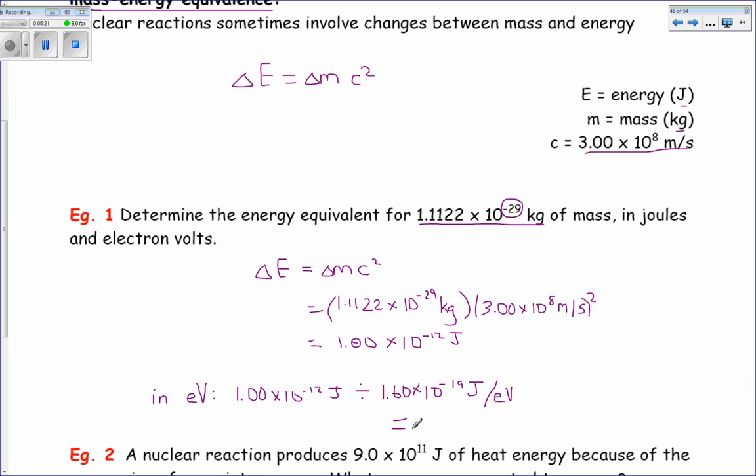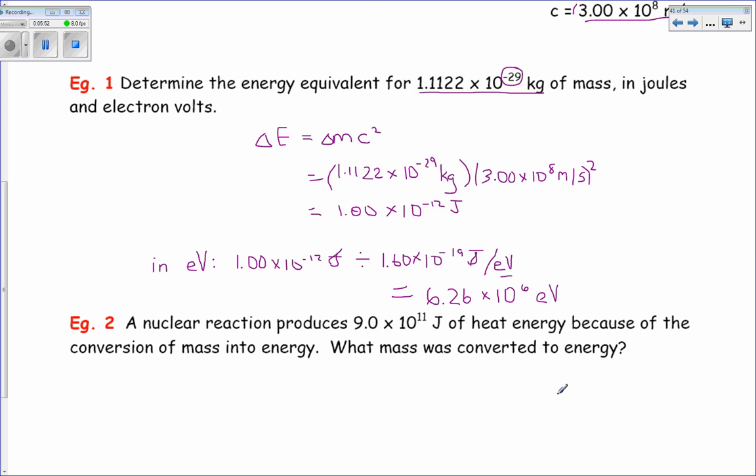And so then the joules cancel as units, and you're left with electron volts as your unit. This should give you 6.26 times 10 to the 6 electron volts. I am doing 3 sig digs because my speed of light has 3 significant digits in it. Even though my mass had 5 sig digs, the speed of light as a constant is 3 significant digits.